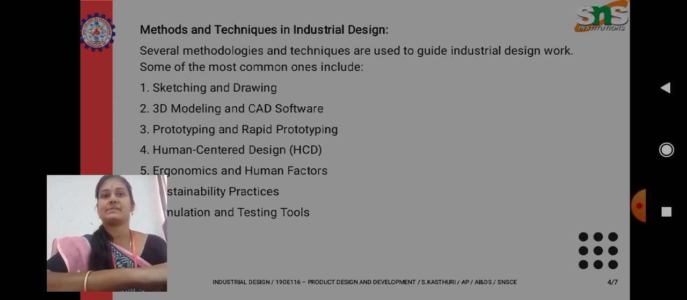Computer aided design is widely used in industrial design for creating precise digital models of products. Prototyping and rapid prototyping. Prototypes are physical representations of design concepts used to test ideas and usability. Rapid prototyping involves using techniques like 3D printing and CNC machining to quickly produce models, which speeds up the testing and refinement phase.